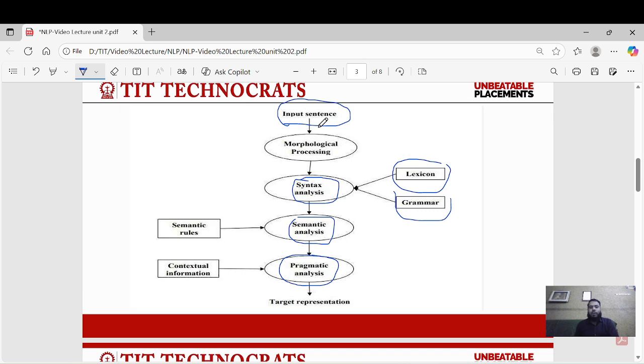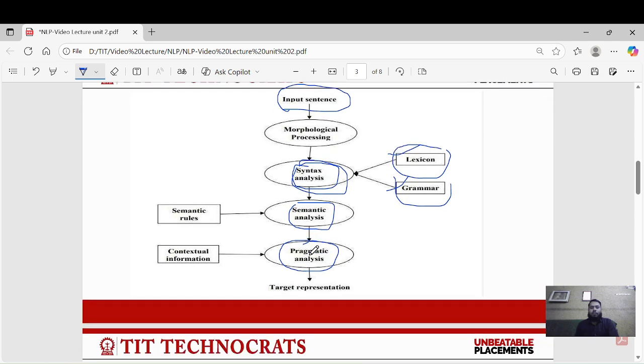The very first phase of NLP is morphological processing. The next phase is syntax analysis. At this phase, the input syntax is checked with two factors: logic and grammar. The next phase is semantic analysis. In this phase, we check the semantic rules. And the next phase is pragmatic analysis. At that phase, contextual information is checked.